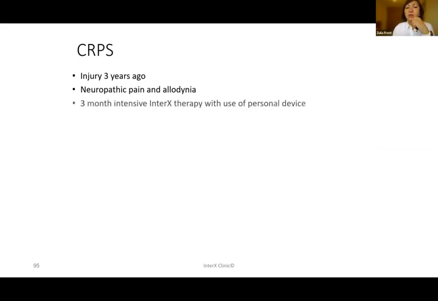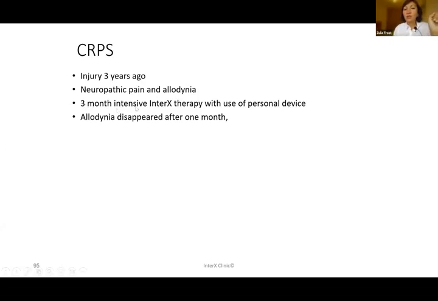Now, complex regional pain syndrome, injury 3 years ago. So about 3 years ago, she developed neuropathic pain, allodynia. She came in flip-flops. That's how I remember her, in November in England. It was very cold. So we did one session a week, the first months, and she already started feeling some improvement. And then she rented the personal device, and she was treating herself every other day at home. And I saw her once a week.